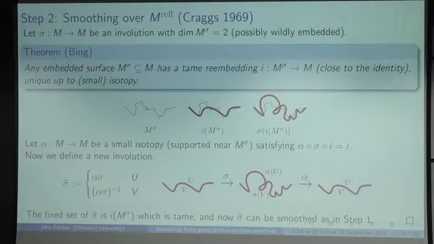Okay, great, yes, the fixed set of sigma tilde is what we want it to be. Yes, and then I should say one more thing. We didn't smooth the action. We just tamed it. We made the fixed set tame. But I didn't say anything about smoothing it. You smooth it using step one. So now the quotient is a three-manifold with boundary, and you just say exactly the same thing you did on the previous slide.